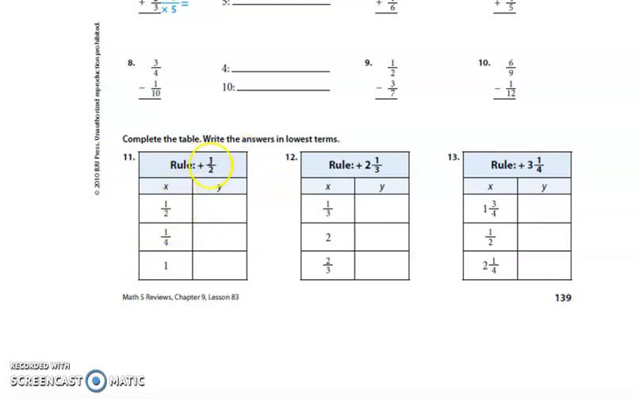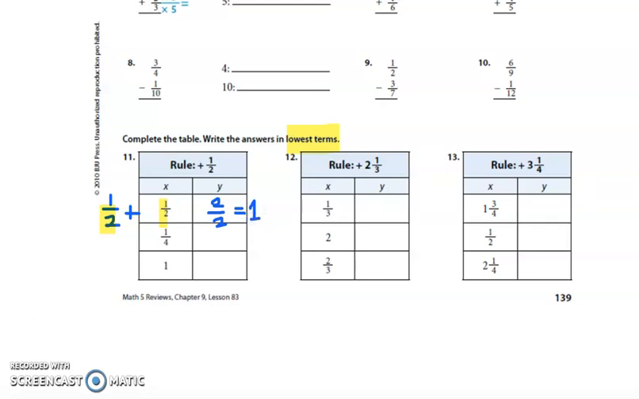So let's do number 11 together. So for number 11, we know that we just need to add 1 over 2 with the given number. And we know that we have the same denominator, so we don't need to worry about renaming. I'm going to keep my denominator the same, and it's 2 over 2. However, here the question is asking us to put it in lowest terms. So we know that 2 over 2 is not the lowest term. So I'm going to rename it, and it's going to be 1.